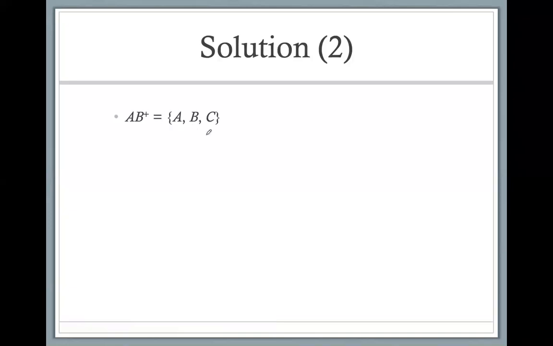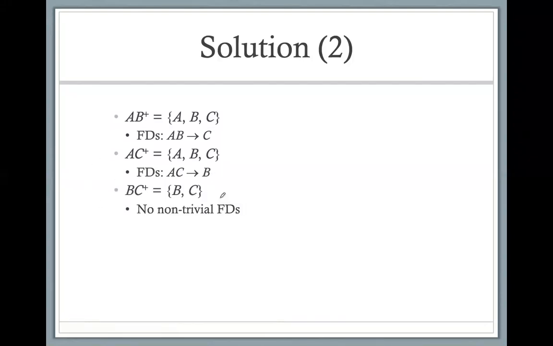So AB plus is A and B determines C, so I get C as well. So that's one functional dependency, AB determines C. I have AC plus, that's A, B, C, so I get from that AC determines B. And then for BC plus, I get B and C, so there are no non-trivial functional dependencies.